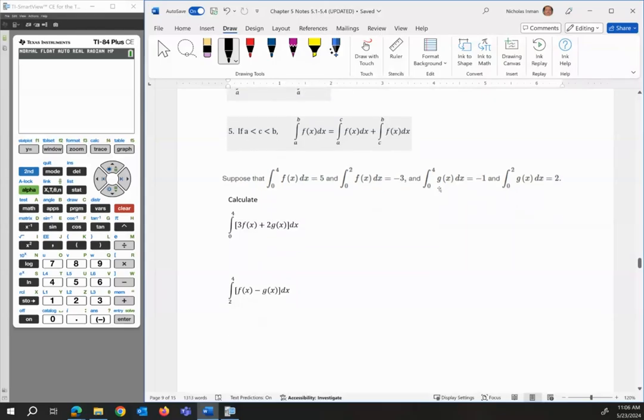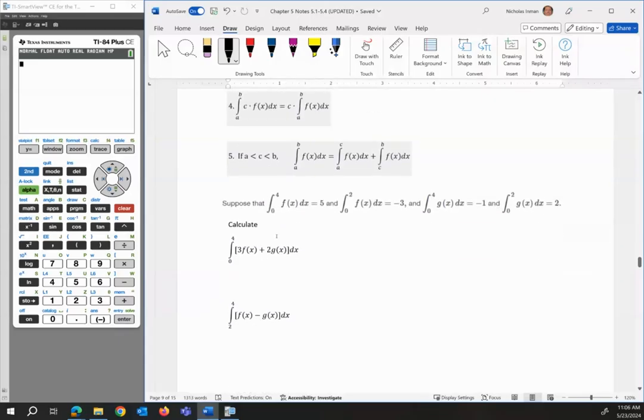All right, and we can use that idea right here. This is a good idea, actually using all these things right here. Let's say we know the integral of an f function from 0 to 4 is 5. We know an integral of f from 0 to 2 is negative 3. So from 0 to 4 is 5, from 0 to 2 is negative 3. A g function from 0 to 4 is negative 1. A g function from 0 to 2 is 2.